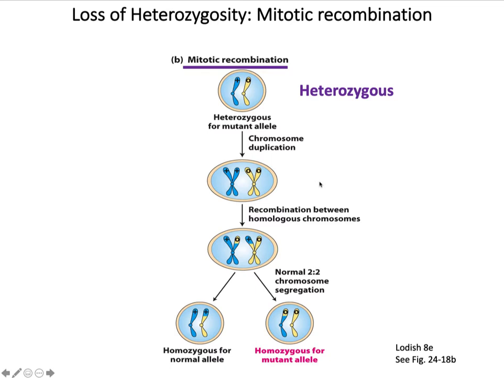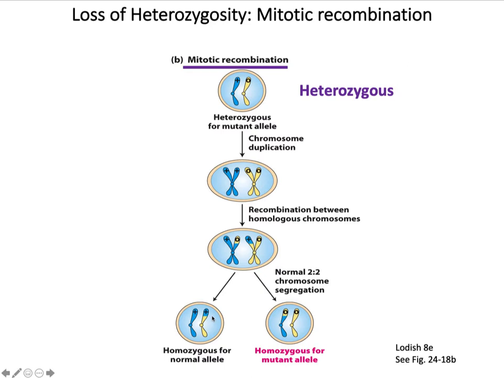And so here again, we start with the cell with this heterozygous locus where the tumor suppressor gene resides. It has one good copy and one bad copy. When you get the chromosome duplication during the cell cycle, you can get recombination between the homologous chromatids. So here you can see that there is an exchange of the genetic material between these chromosomes. And then during the cell division event, you get this segregation.